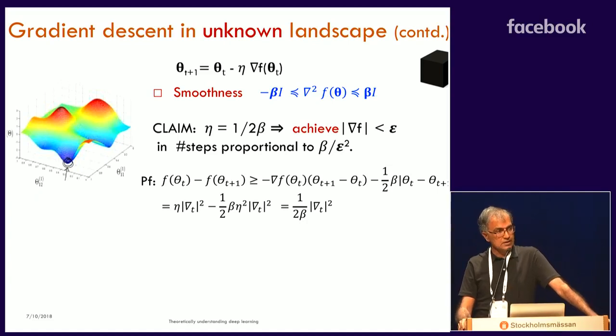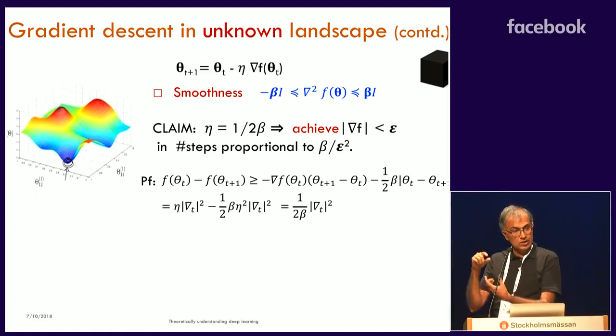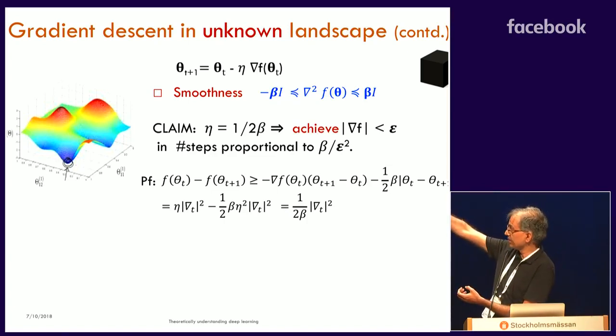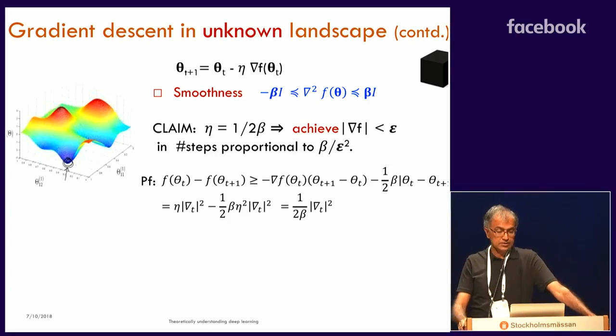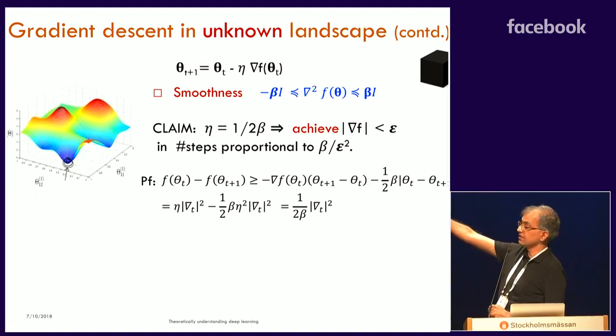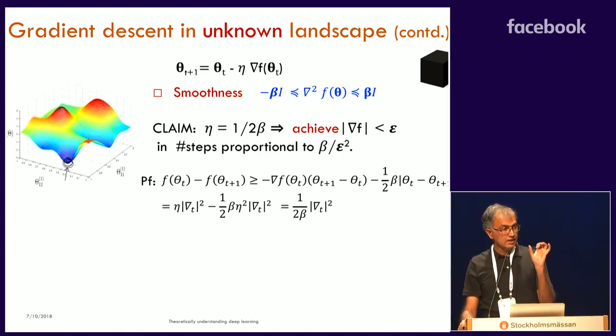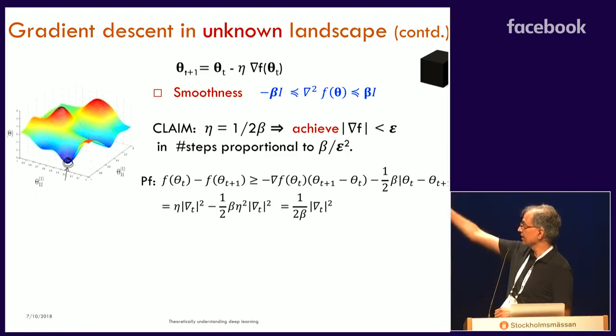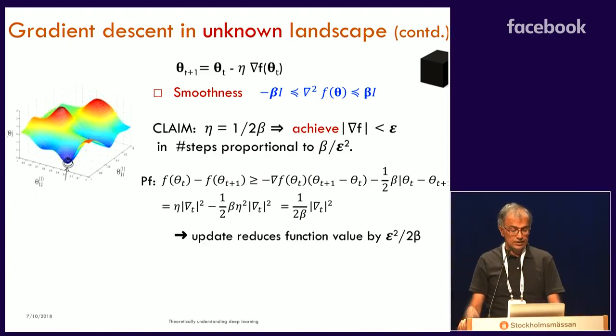From the meaning of smoothness, if you think about the one-dimensional analog, if the second derivative has a bound of beta, then the first order approximation to the function is basically correct up to this quadratic term, beta times the quadratic term. So the difference between two successive steps is given by the gradient times the displacement, plus this correction term, which is quadratic. Since you moved by an amount eta times the gradient, the first term is eta times the norm of the gradient square, and the second one is like beta times eta square times the norm of the gradient square, which is like 1 over 2 beta times eta square, the gradient square.